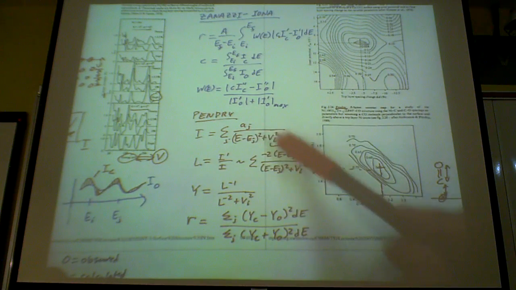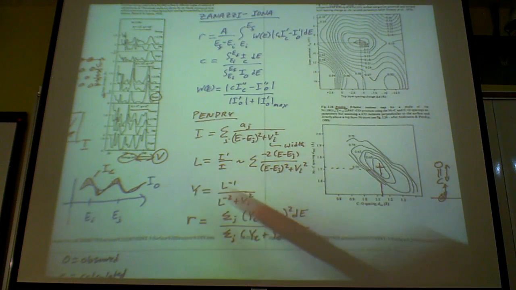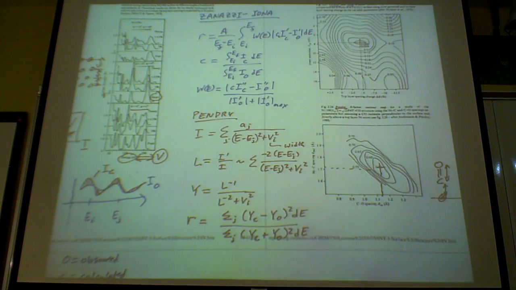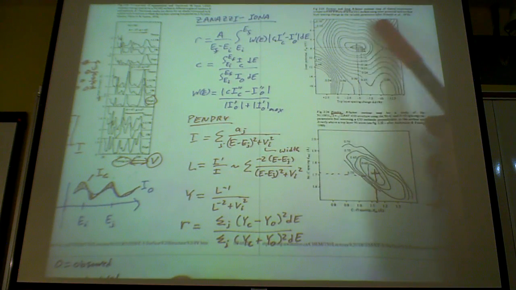Here Patrick does it in a very complicated way. But essentially, in the end, what is observed for the y factor is the difference between the calculated y factor and the observed y factor. In the end, that's what it is. Okay. But what I wanted to show you is that here I'm plotting the Pendry R factor.